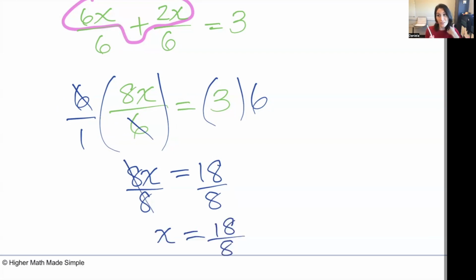More often than not, you're definitely going to have simplifying in the directions. Make sure to read that. So the GCF, they're definitely divisible by 2. Both of them, right? So your final answer is going to be 9/4.